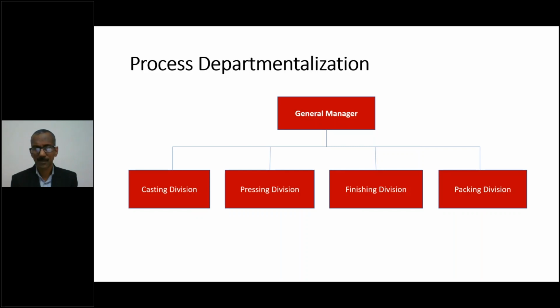Or another option is you can departmentalize on the basis of the process. You may have to perform a number of processes. So better organize work around processes. For example, in this case, there is a general manager. Under general manager, we have four divisions. First division, casting division. So employees in casting division are concerned only with casting, pressing division, finishing division, packing division. So how will this benefit? For example, people in casting division, they focus only on casting. The skills associated with casting, they acquire skills associated with casting. So like this, they specialize.